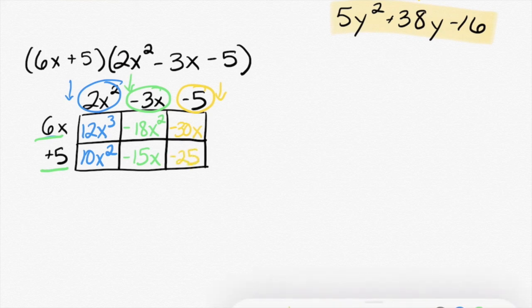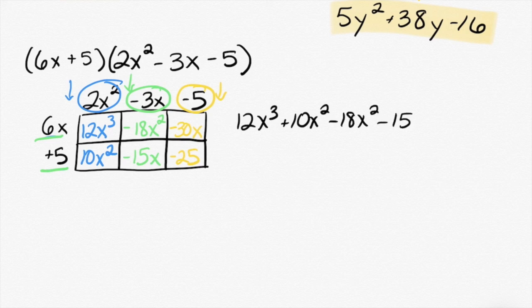So the answer to this problem is 12x cubed plus 10x squared minus 18x squared minus 15x minus 30x minus 25. There are 6 things in the answer because there were 6 boxes after I got done multiplying. So there are 6 terms.